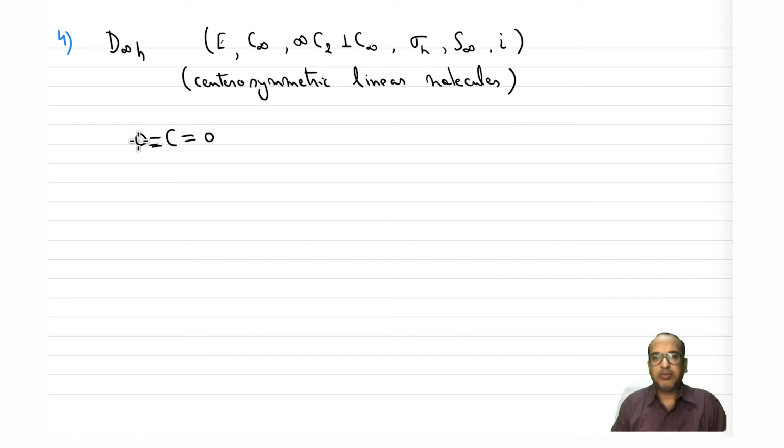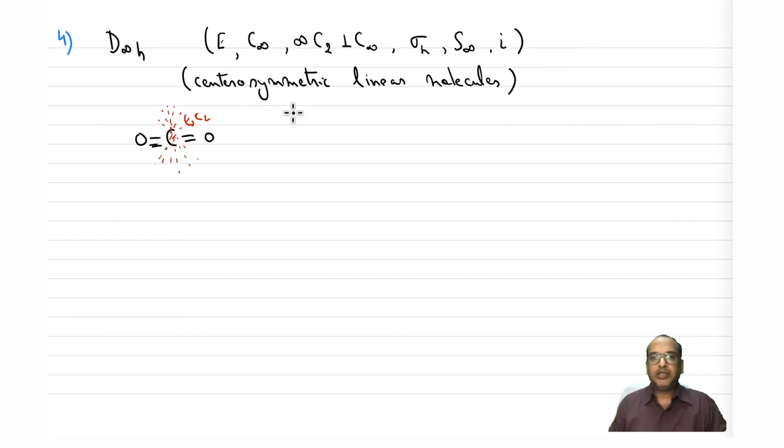The C∞ axis is passing right through the OCO bond. Then you have infinite C2s perpendicular to this. So you'll have one axis, another axis, another axis, right? There'll be infinite such axes passing perpendicular to the OCO bond and so on. Each of these will be a C2 axis.